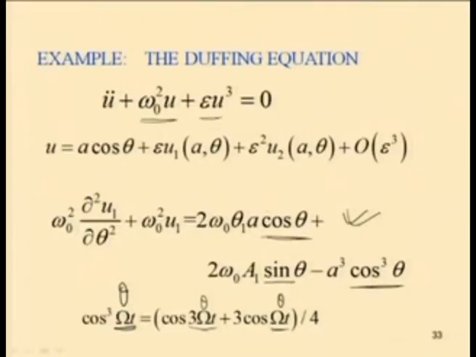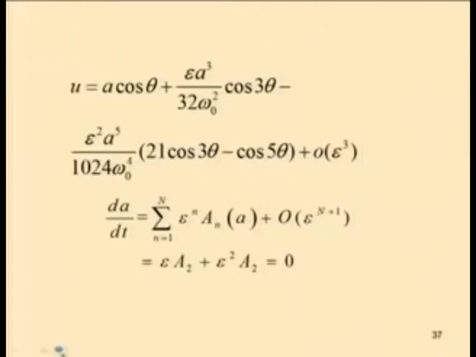So, now due to the presence of this term, that is sin theta and this cos theta, the solution will lead to infinity, because on the left hand side we have this term, omega 0 square del square u 1 by del theta square plus omega 0 square u 1. So, if we take this cos term, then in this case on the left hand side we have omega 0 square.